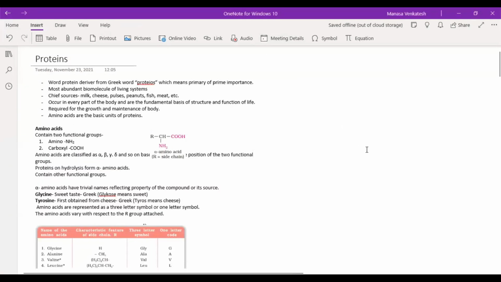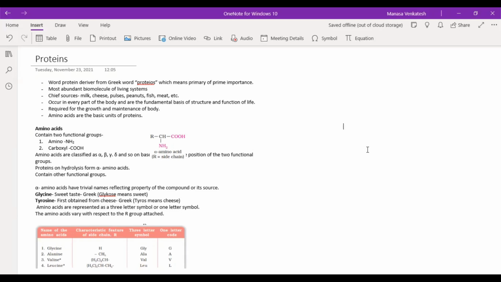Let's start with proteins. Proteins are the very important bodybuilding foods is what we learn when we are in grade 5 or 6, when we're talking about a balanced diet. Now, of course, because it's chemistry, we have to have a bunch of structures in. So we're going to be learning about those structures. Proteins are one of the most abundant biomolecules in the living system. Milk, cheese, pulses, peanuts, fish, meat, etc. All of these are a very good source of protein.